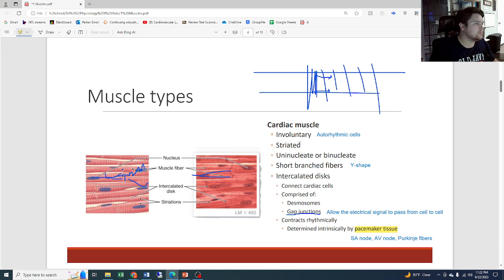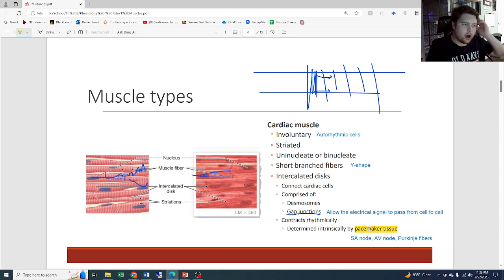Now, cardiac muscle. Cardiac muscle is also involuntary. We do not have to tell our heart to beat all the time, and part of that is thanks to autorhythmic cells. We have the SA node, the AV node, and Purkinje cells within the tissue. This is called the pacemaker tissue right down here.